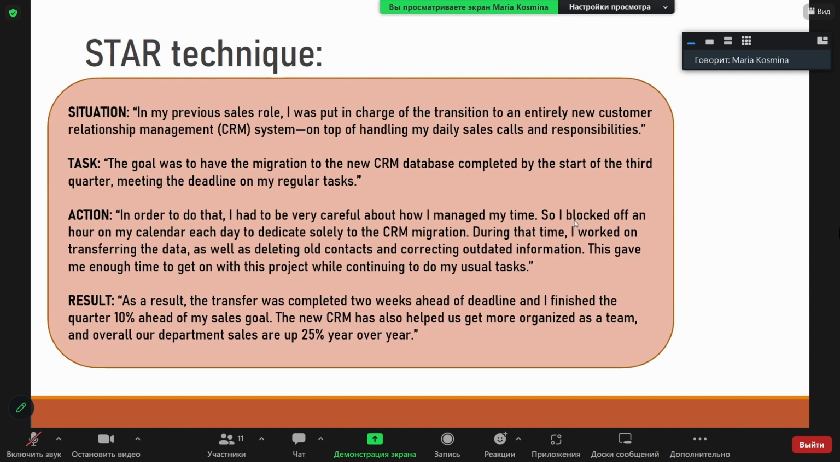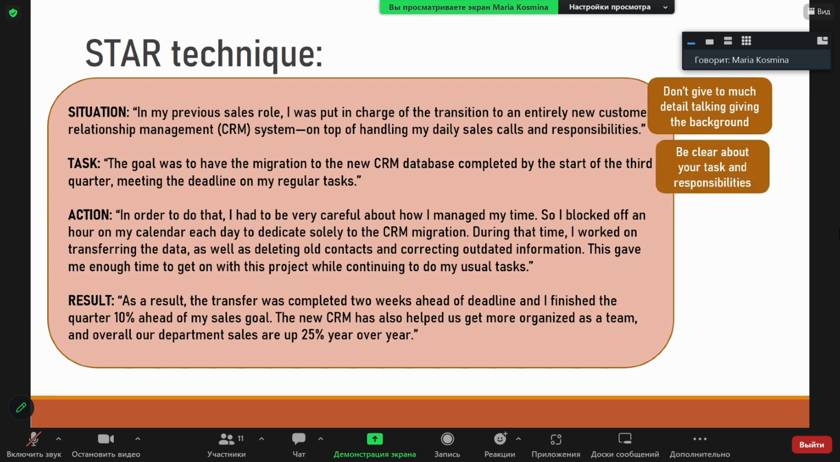So, I'm going to give a few comments here. When you follow this technique, describing the situation, don't give too much detail. Sorry, I have this typo here. It should be TOO. So don't give too much detail talking about the background of the situation. You have to be clear here, but don't spend too much time on that. And the task itself, also be concise.